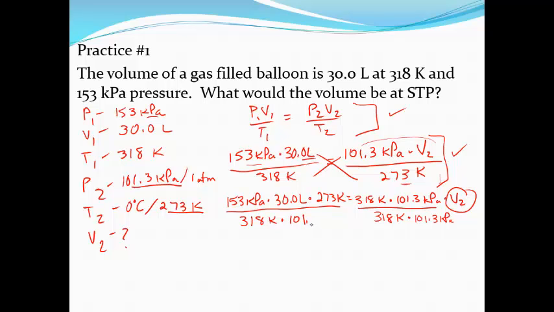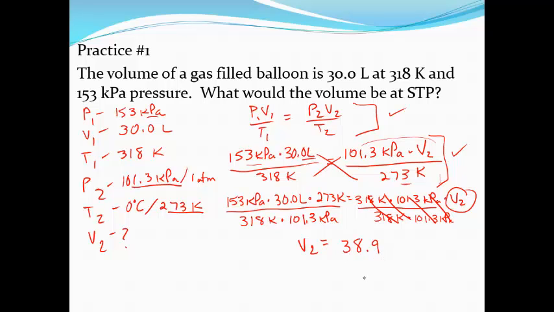So again, what I do to one side I have to do to the other. So I'm dividing by the 101.3 kilopascals, I'm dividing by the 318 Kelvin, so that the units and the numbers cancel, and that leaves me with 153 times 30 times 273 divided by 318, and then divide by 101.3. If you've plugged that into your calculator, before you write down a number, make sure you know significant digits. Each one of these has 3 except for the 101.3, which has 4 significant digits. So we have to go with the least amount, which is 3, and that would be 38.9.